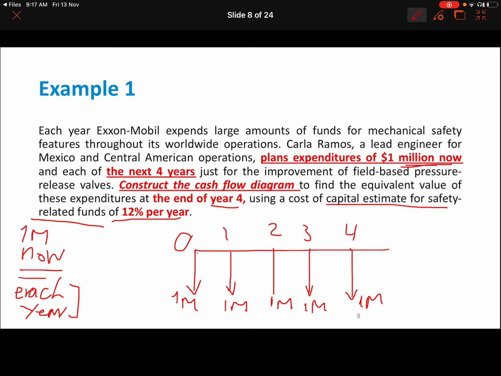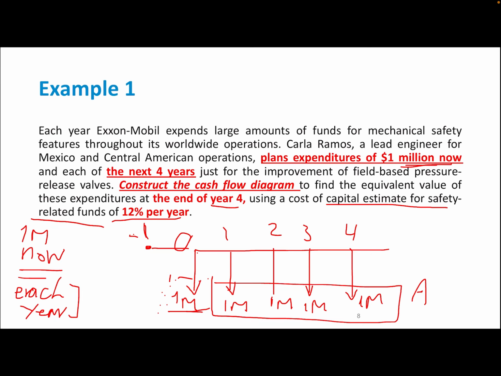From here to here, we may consider this A. We cannot consider 0 as A. So if we want to solve this problem in the future, we may consider this A as well, if we just consider the project started 1 year before. So this is -1. So these all can be considered as A. Let's see the solution.